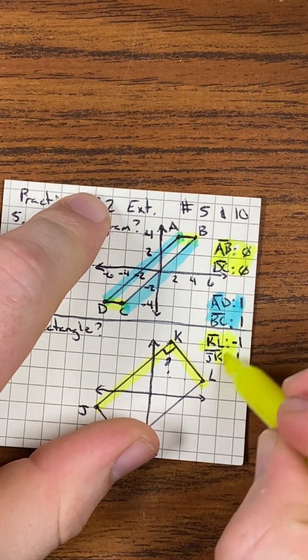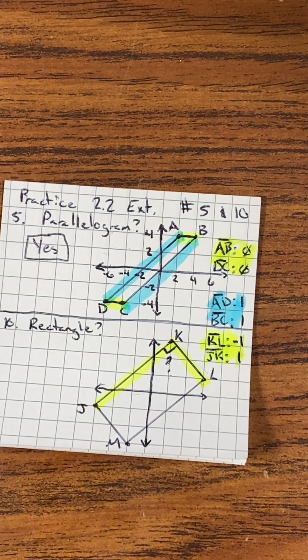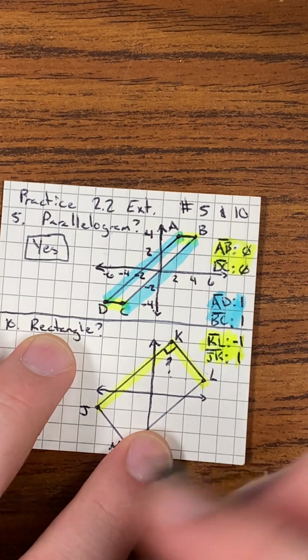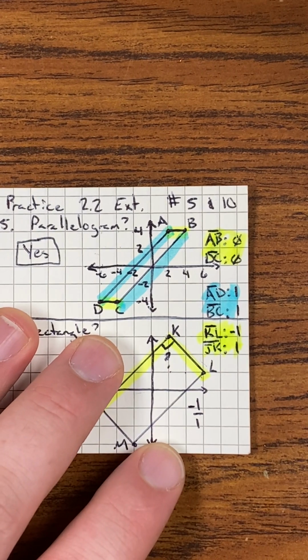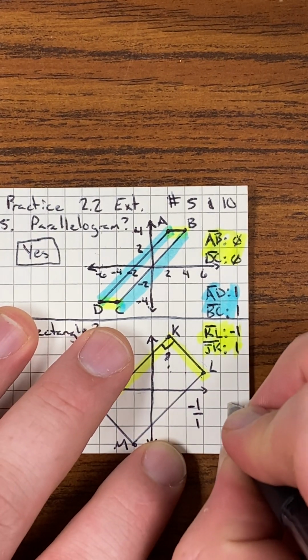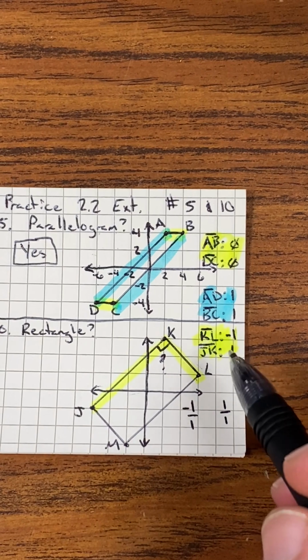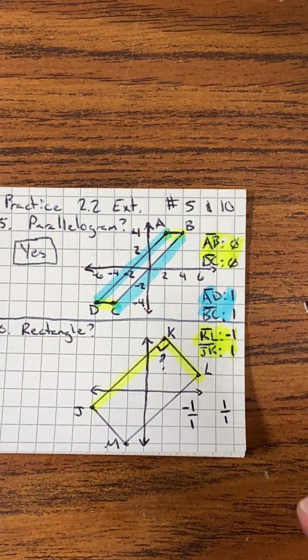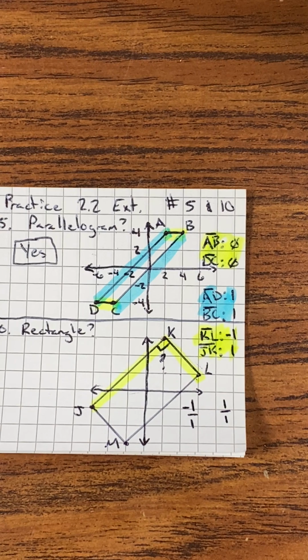Okay, so I'm looking at these two numbers and I'm asking, are these opposite reciprocals? Well, from first glance, it doesn't really look like they are, but we have to use a little bit of logic here to figure out the real answer. If I take negative 1 and change it to a fraction, I get negative 1 over 1, right? And if I take 1 and change it to a fraction, it would be 1 over 1. This is why it was so important to simplify first, right? If we were dealing with 4 over 4 and negative 2 over 2, we would immediately assume, oh, these are not opposite reciprocals. No, you need to simplify the slopes first and then ask, are these opposite reciprocals?